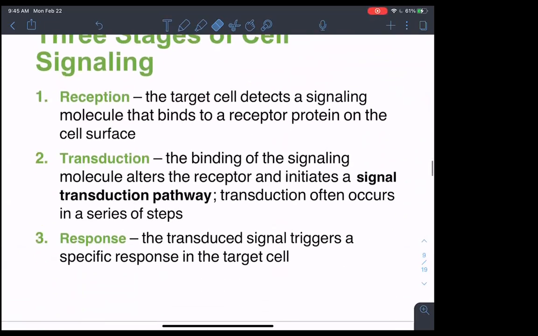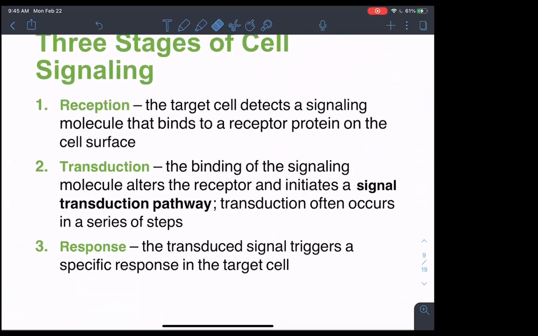So here are the 3 stages of cell signaling. Reception: the target cell detects a signal molecule that binds to the receptor protein on the cell surface. That's reception. Think of a receiver in football. That football is the signal that's coming in. The receiver has to be able to grab onto it for it to count. Okay, that is reception. The target cell is going to detect the signal by binding that signal to the receptor protein on its cell surface.